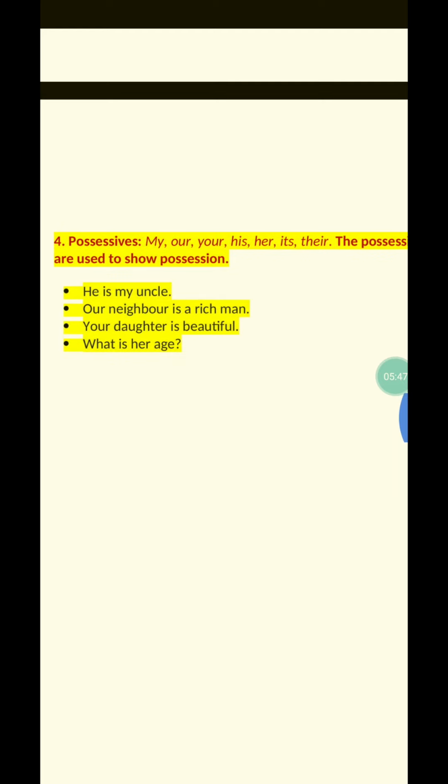Fourth, that is possessives. Children, examples: my, our, your, his, her, its, their. Do not mix possessives with pronouns, because children, all these words you will follow, it will have a noun in front of them. For example, he is my uncle. So here it shows the possession. Thus you can note down that uncle is a noun, whereas my is a possessive. Since it has followed a noun, henceforth it is a determiner.